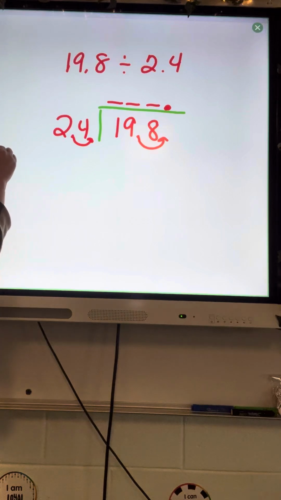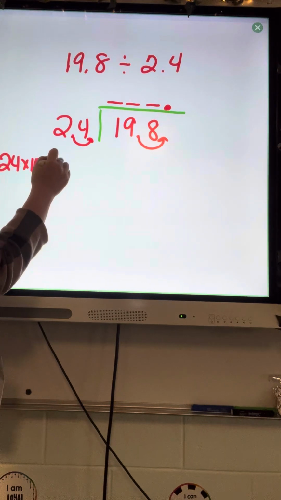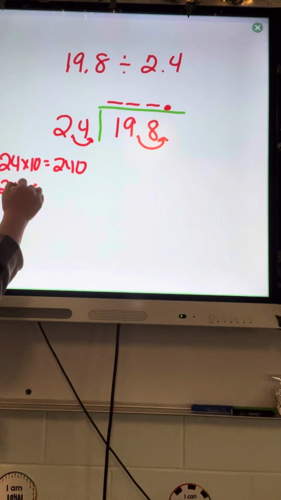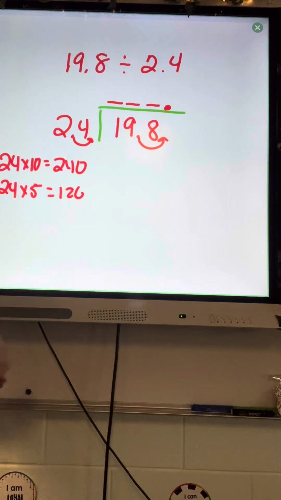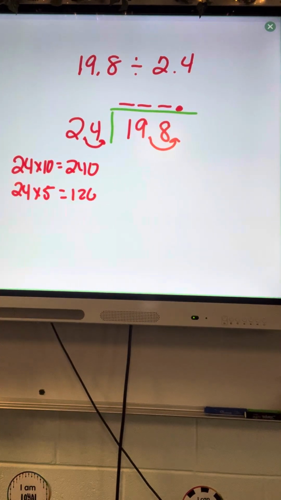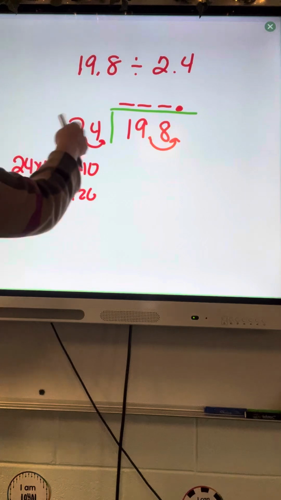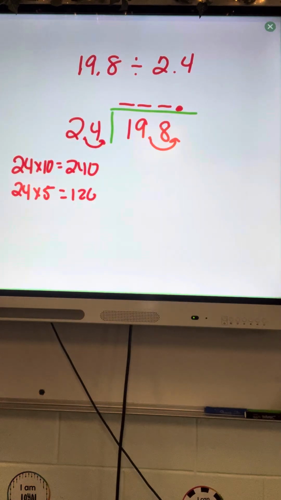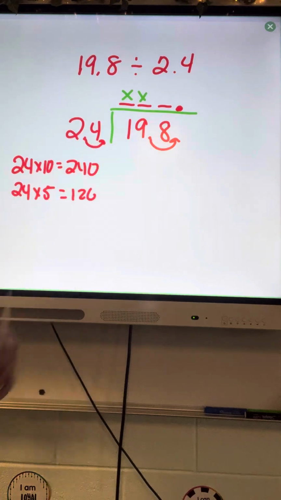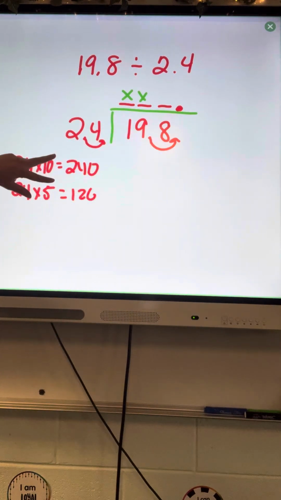And I do 24 times 10 is 240. And then I do 24 times 5 is 120. All right, and this will help me. So 24 cannot equal 1. It can also not equal 19, but 24 can fit into 198. So what I do is I look at this. I'm looking for 198, and I have these two numbers. I have 240 and 120.